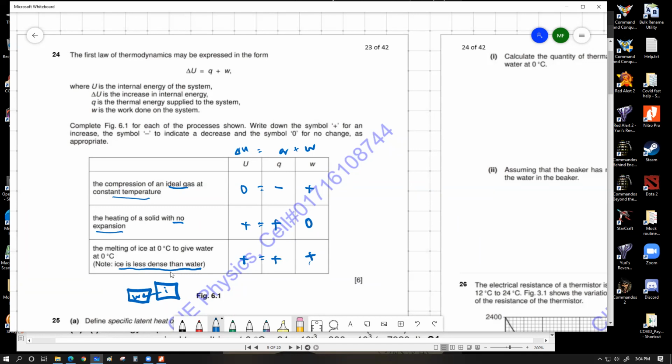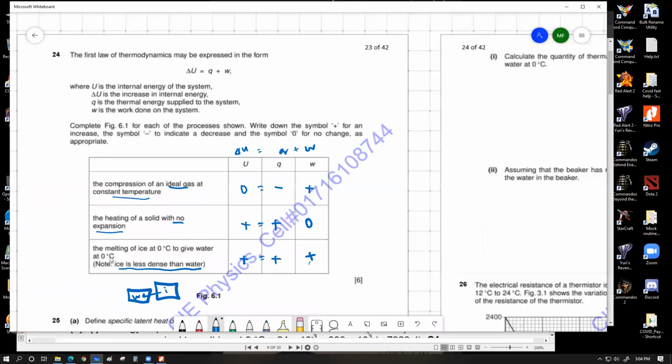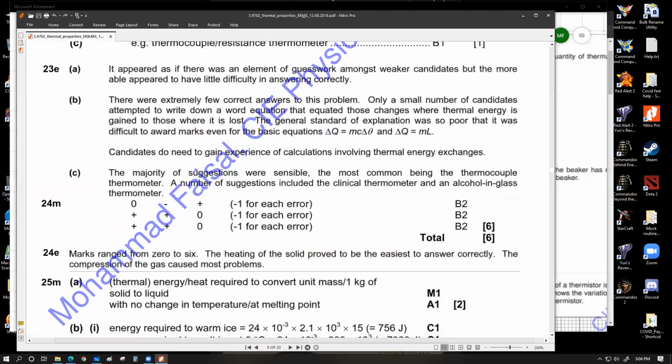And if you do take care of this information, my answer would have been a plus sign over here, because that would represent a volume decrease in the melting process. But the examiners wanted 0 over here, while they additionally provided this note. So if I was answering this question, I would never get full marks. I would definitely lose this mark, because I would give plus over here, not knowing the mark scheme, if I was sitting for this question in an actual exam. So yeah, that's what they did.